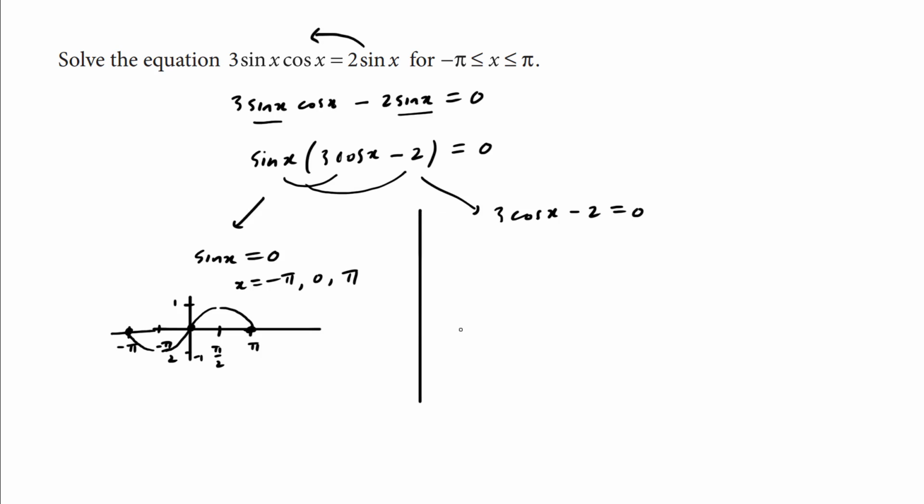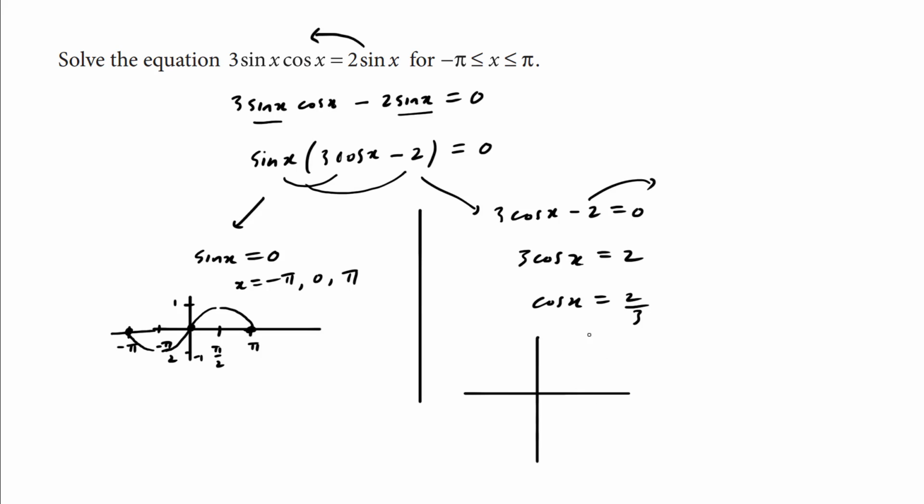Now, let's focus on the second part. 3 cosine x is equal to 2, moving this over. Divide both sides by 3. We have cosine x is equal to 2/3. And we have a classic trig problem once again.